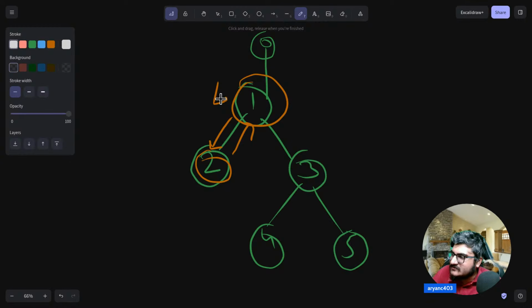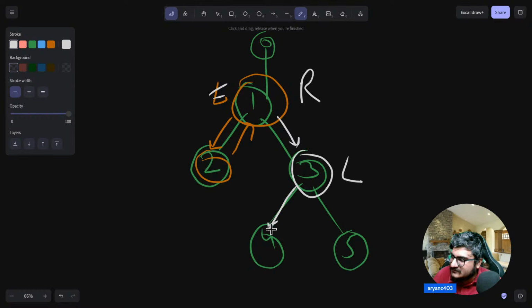Now Bob sees that L is written over here, so he will write R here and move to the right child. And since nothing is written here, Bob will write L and move to the left child. Since this is a leaf node, Bob will move to the parent. And since L is written here, Bob will overwrite it with R and move to the right node.